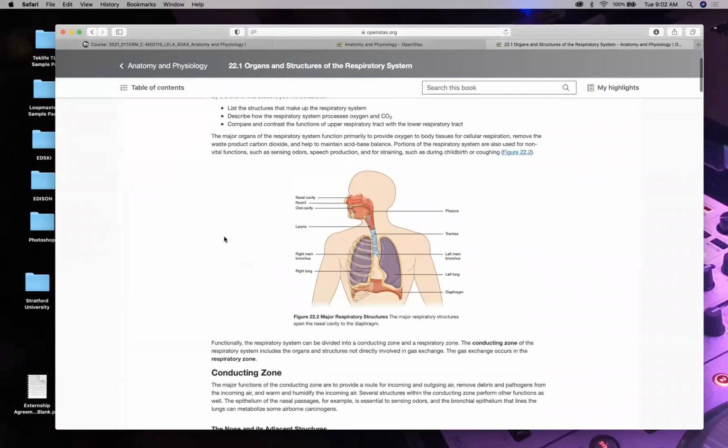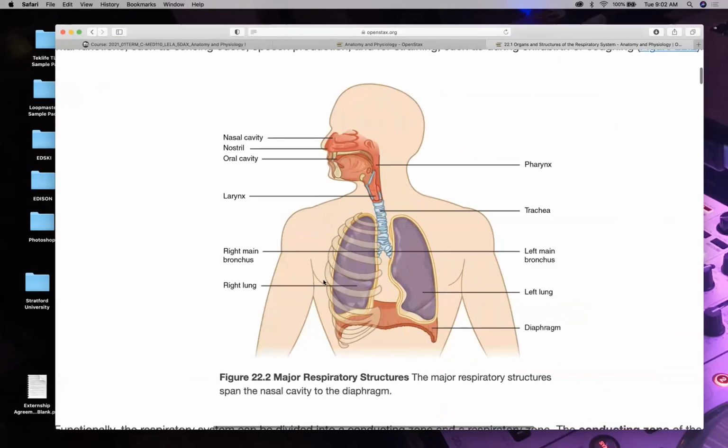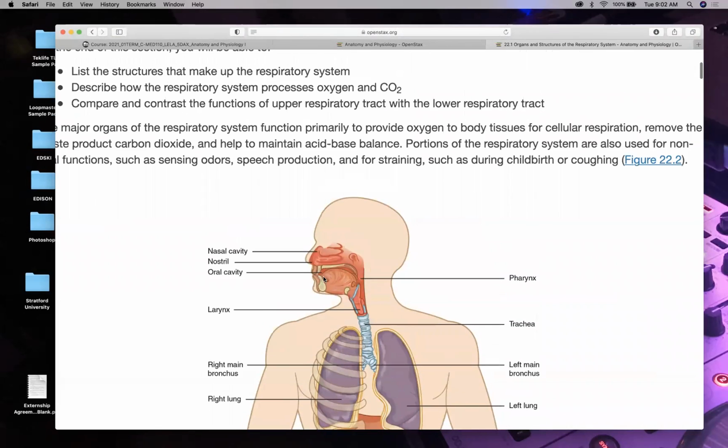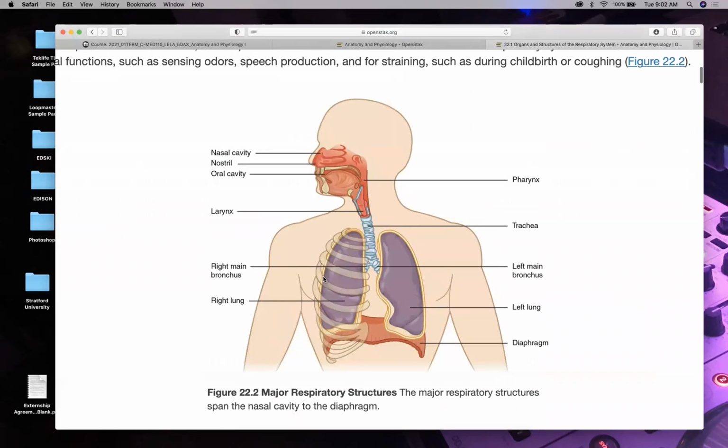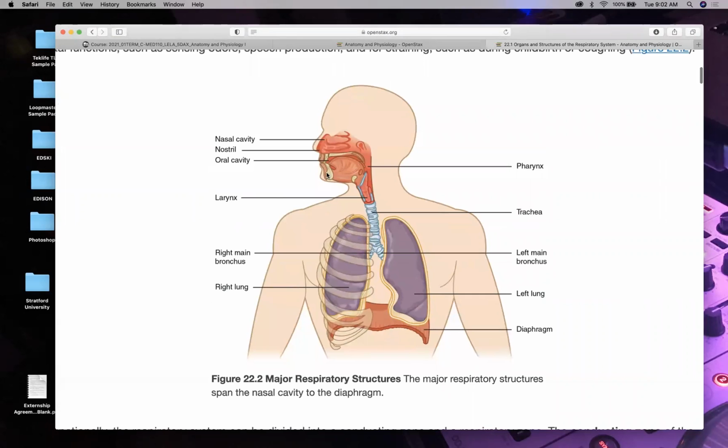Now, when you look at this, this is your respiratory system. Its main function is to take in oxygen and let go of carbon dioxide. Oxygen comes from the atmosphere and carbon dioxide from our bodies, utilizing the oxygen as fuel, and the carbon dioxide is our waste. If you see here, there are two sections.